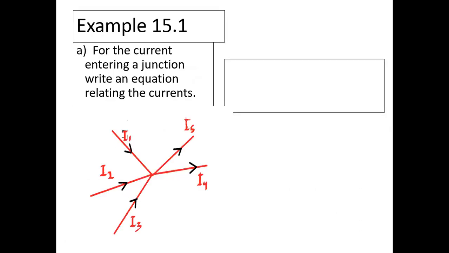Okay, what's the answer for this one? I1 plus I2 plus I3 equals I4 plus I5. Okay, good. That's all. That's your Kirchhoff's first law.